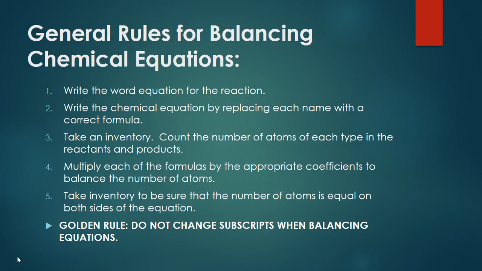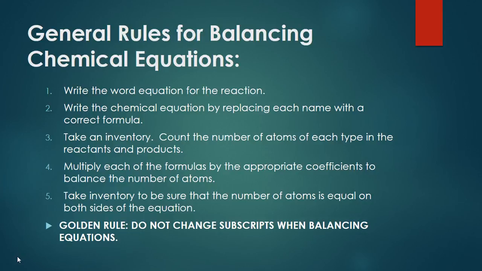Okay, so here are some general rules to follow to make sure that you're balancing the chemical equation properly. If you're given a description of the reaction, the first thing you can do is write the word equation out. Once you've got the word equation written, you can convert it to the chemical equation by replacing the names of the compounds with their chemical formula. This is where all of that nomenclature that we learned about ionic and covalent compounds is going to come in.